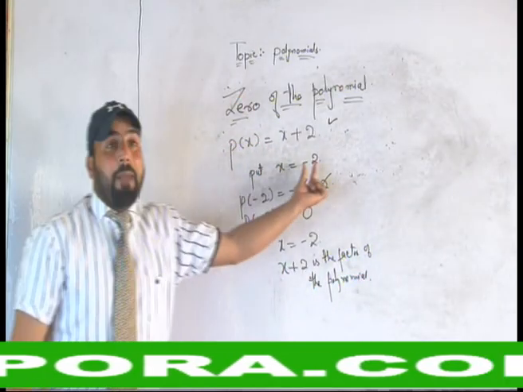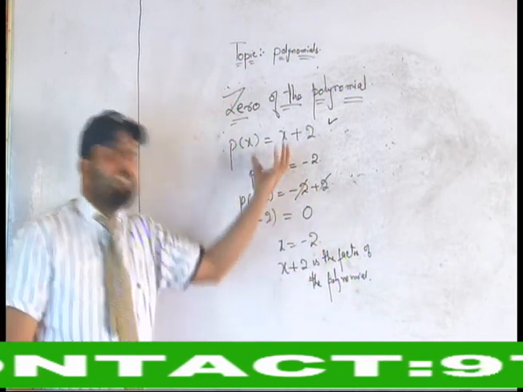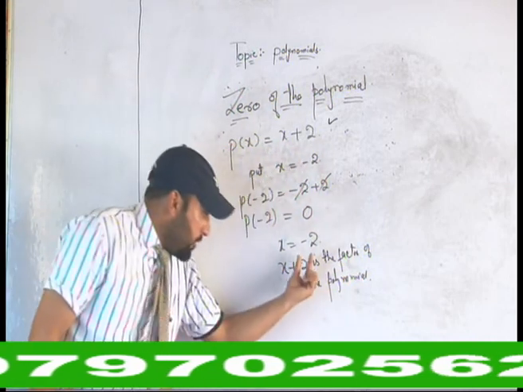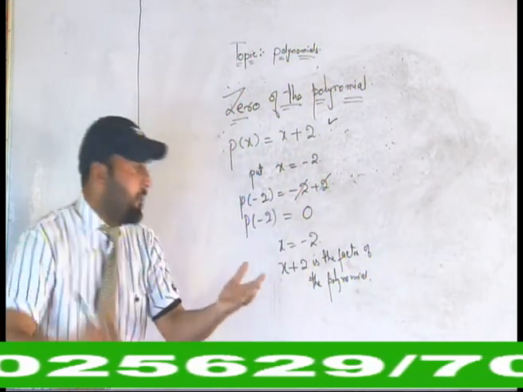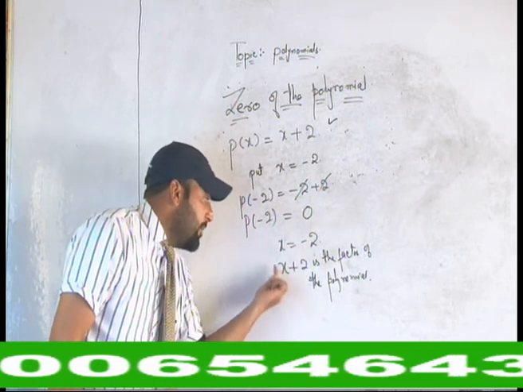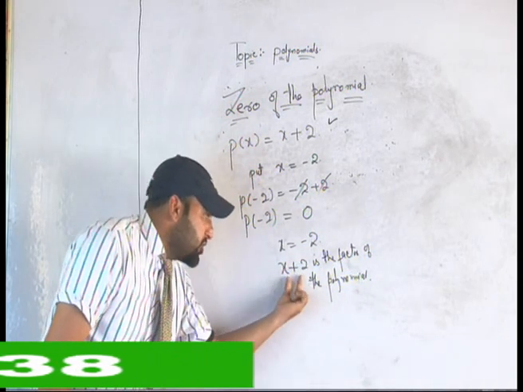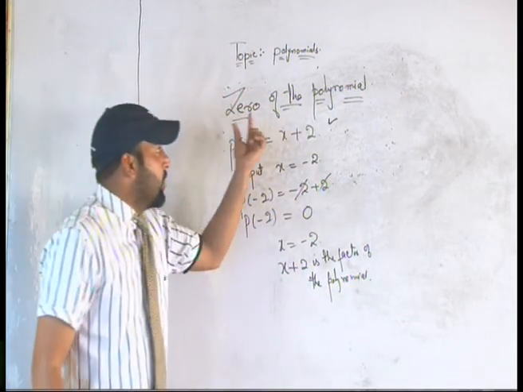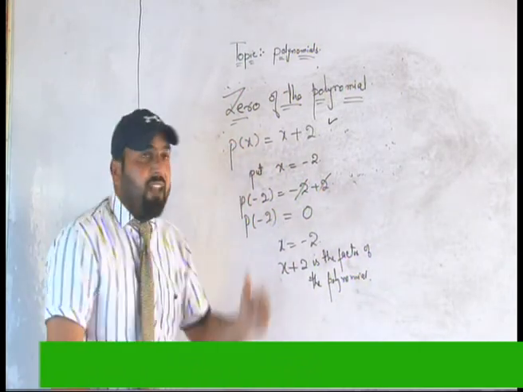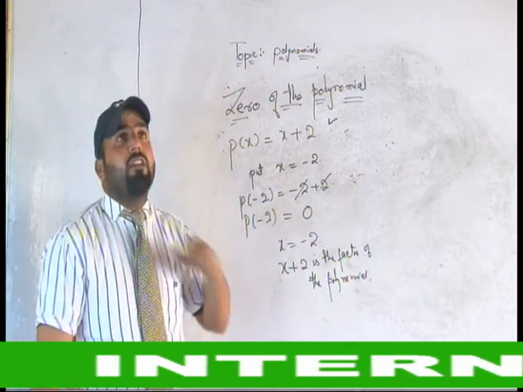After substituting the value of x as minus 2, we get the value of this polynomial as 0. So this minus 2 is the zero of this polynomial, as this minus 2 has satisfied this polynomial. And if we transpose this plus 2, the sign will get changed, so this x plus 2 is the factor of that polynomial. So what is the definition of the zero of the polynomial? The zero of the polynomial is defined as the real value k such that p of k equal to 0.